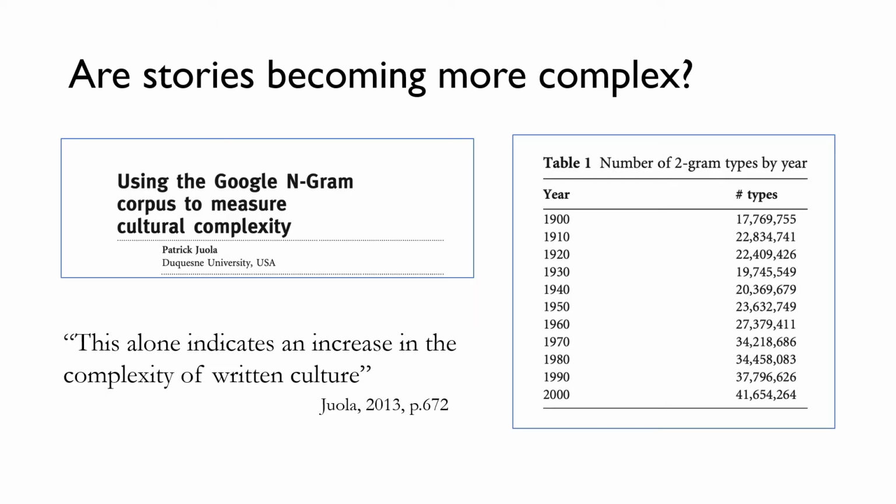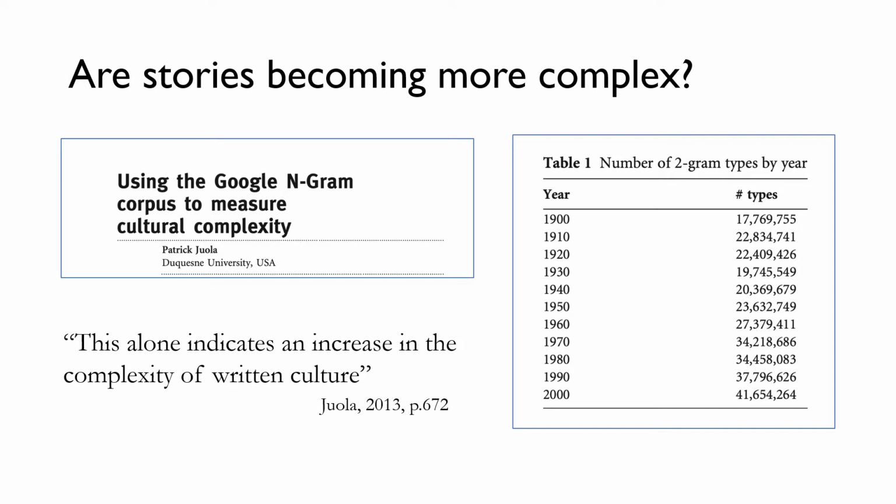One approach to answering this question will be to analyze stories using the information theoretical measures of complexity. For example, Patrick Juola has applied the measure of entropy to a large collection of Google books. He did this by looking at bigrams, two-word combinations. What he found was that during the 20th century, the number of unique types of bigrams has increased. He concludes that this alone indicates an increase in the complexity of written culture.